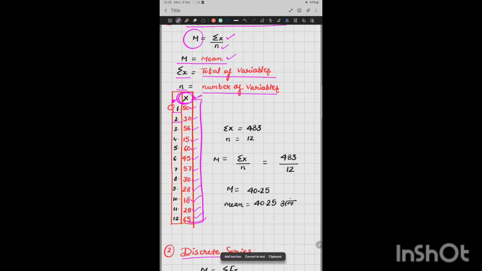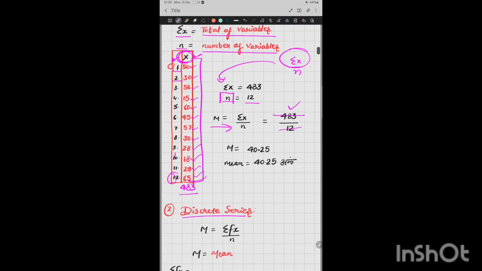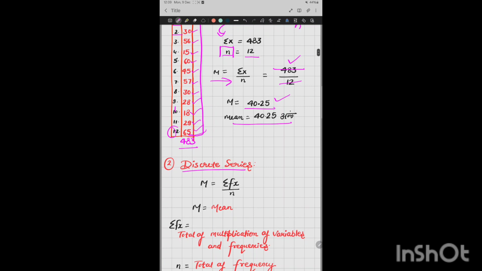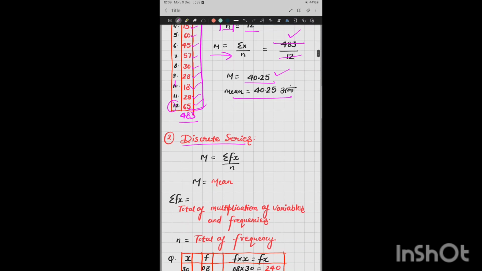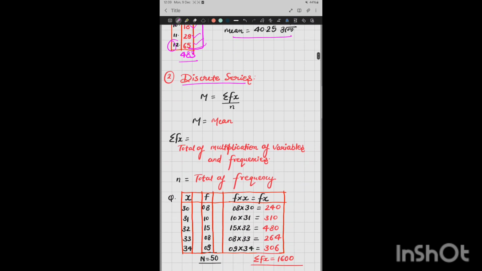Now the formula is sigma x upon n, and this is what I have calculated. Sigma x is the total of the variable. If you total this, it will come to 483, and n is 12, which is the number of variables. How many numbers in total were there? They were 12. You put this into the formula, and it comes as 483 by 12. When you divide these two, the answer will be 40.25. You can do it on your own, and just let me know if you find the right answer. Now we will move towards the discrete series.